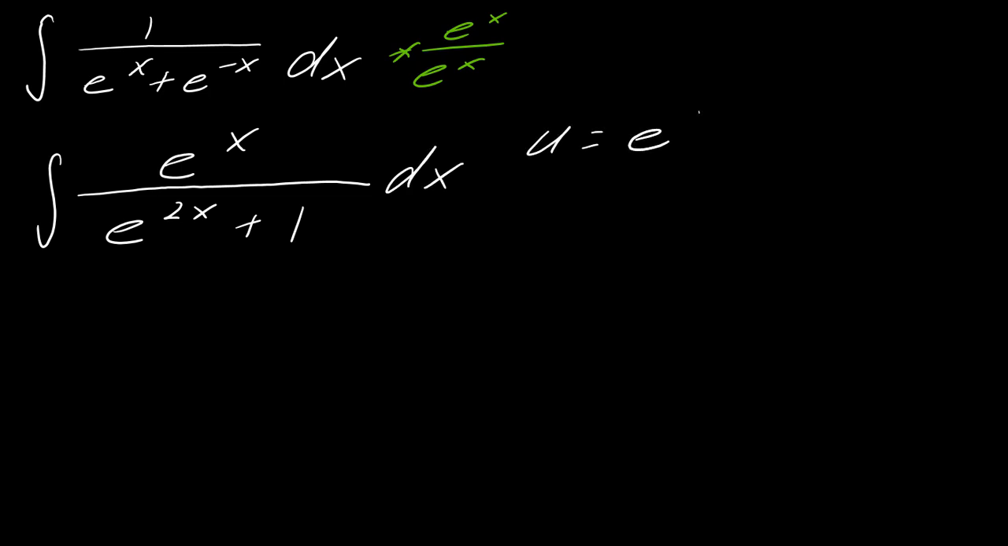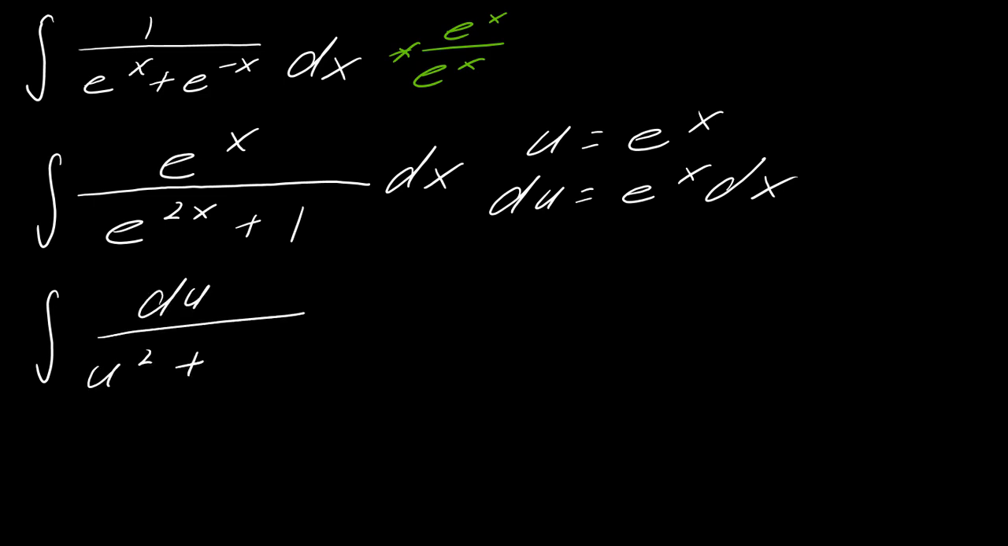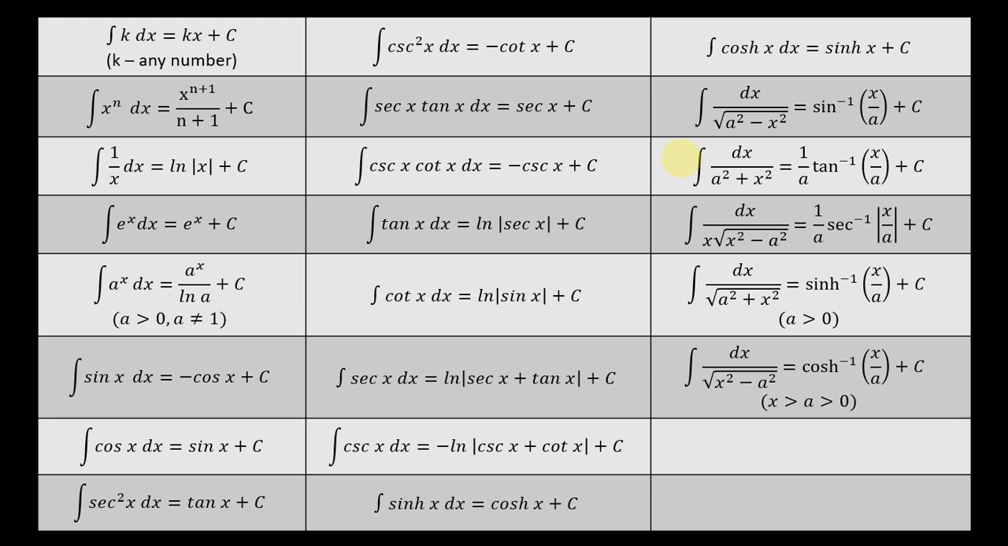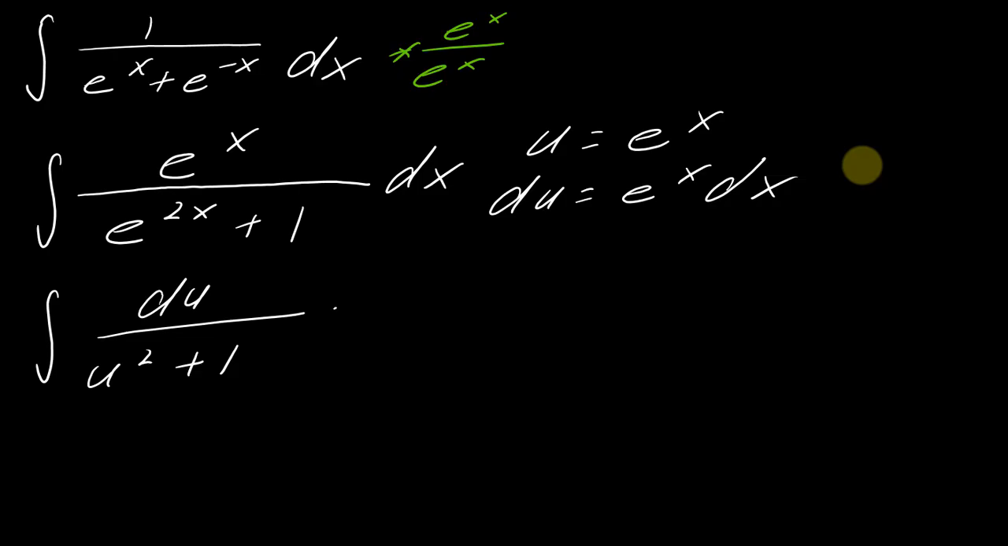Now I can set my u equal to e to the x and my du equal to e to the x dx, so that I can rewrite this as du over u squared plus 1. And then again, if we refer back to our handy dandy little sheet here, that is going to coincide with inverse tangent. Now that we know some of our tricks, we know how to move forward with this. So this is ultimately going to be inverse tangent e to the x plus c.